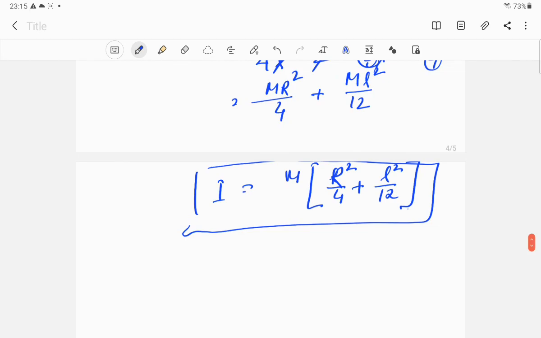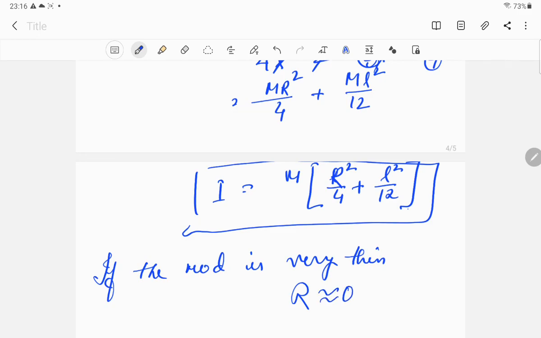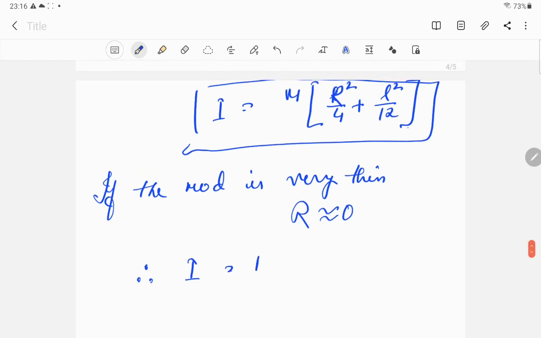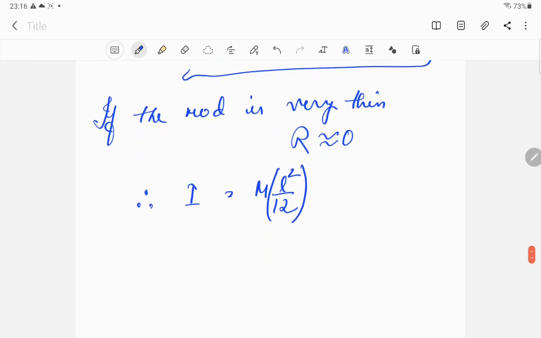If you have a very thin rod, so that the radius R is approximately 0, very small, then I will be equal to m l square by 12. So that's all for the moment of inertia of a solid cylinder, in two cases: about the axis of symmetry, and also about an axis passing through its center and perpendicular to its axis of symmetry.